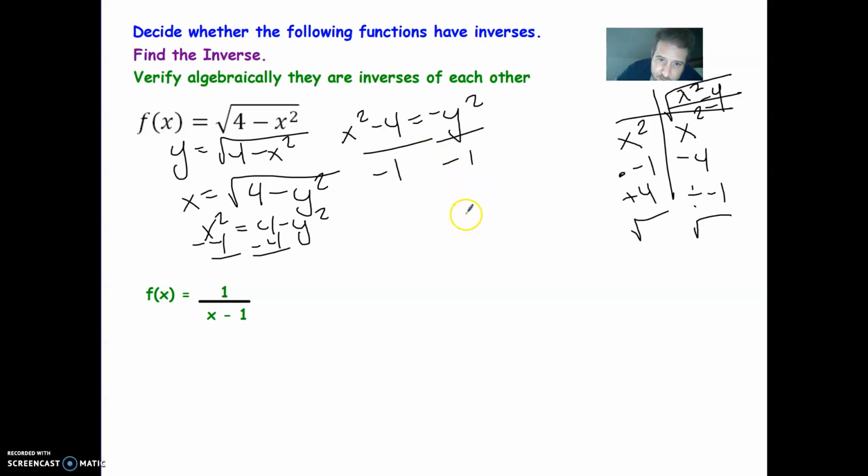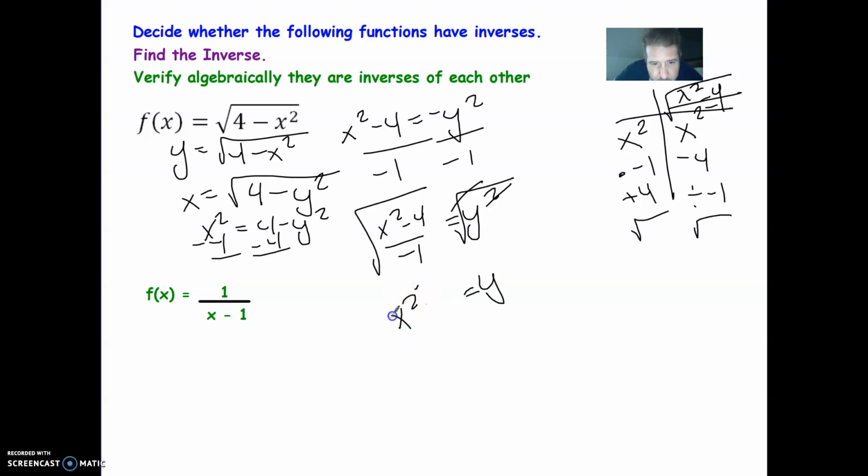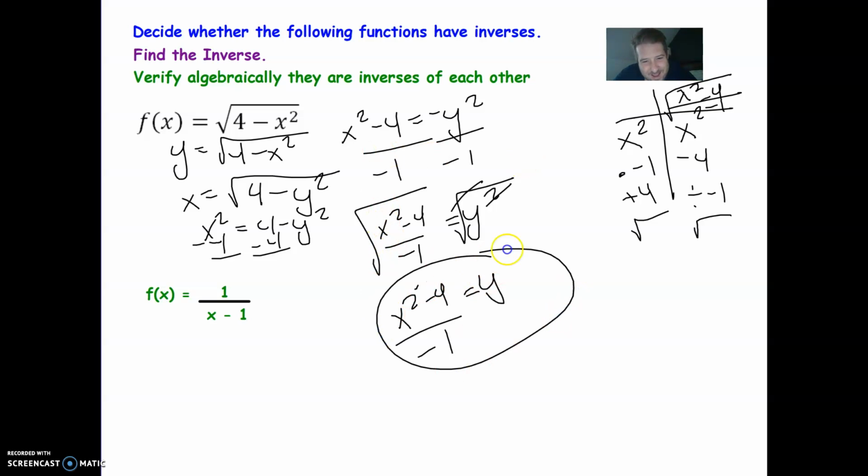So now we've got y squared equals, and I'm going to leave it in this format, x squared minus 4 divided by -1, and then the square root of that cancels. Y equals the square root of x squared minus 4 divided by -1. Okay, so I take it back. We do have the exact same thing. I thought this was going to come out differently, and it does come out the same.